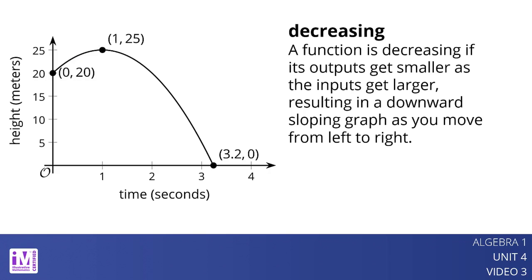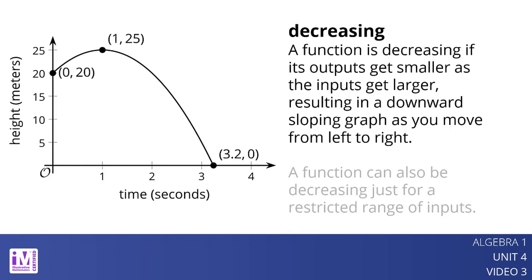A function is decreasing if its outputs get smaller as the inputs get larger, resulting in a downward sloping graph as you move from left to right. A function can also be decreasing just for a restricted range of inputs. For example, function h is decreasing when the time is between 1 and 3.2 seconds, because the graph slopes downward as you move from left to right.